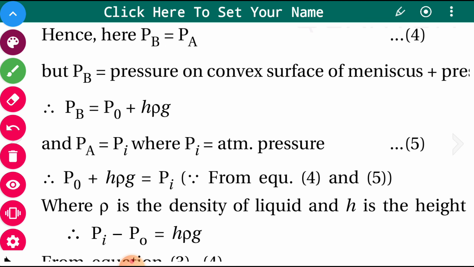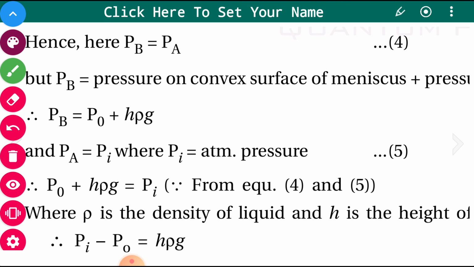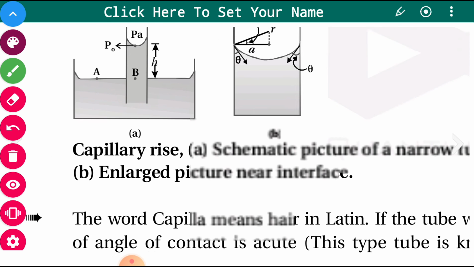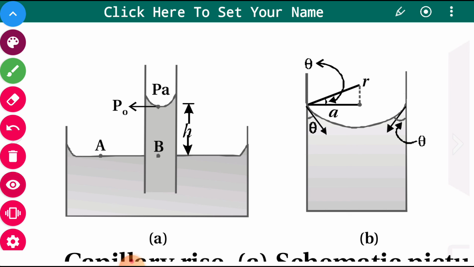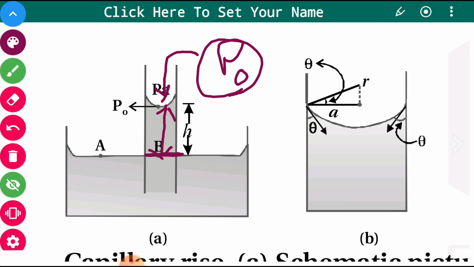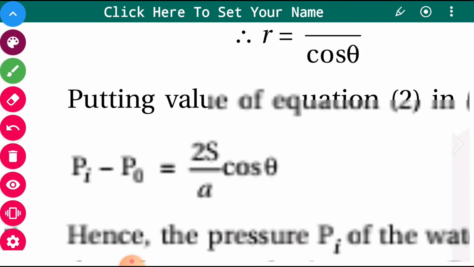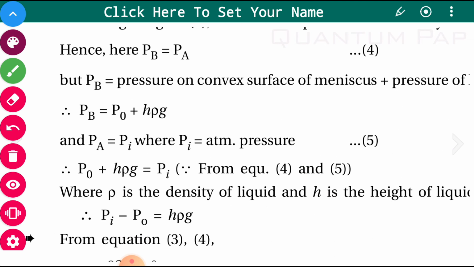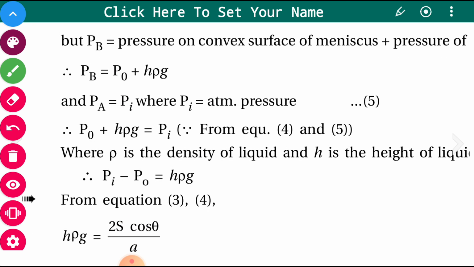Here Po is the pressure outside. So at point B, the pressure is that on the convex surface of the meniscus plus the pressure due to the liquid column. Try to understand here. The pressure is because of the pressure outside, plus the pressure due to this liquid column. So it becomes Po plus rho g h. Now Pa is equal to Pi, where Pi is the pressure inside the meniscus.